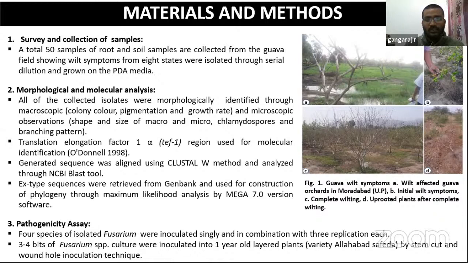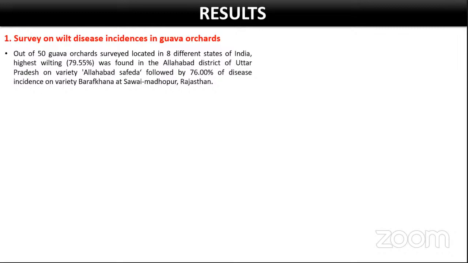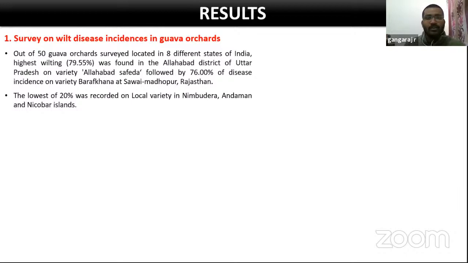Coming to the results, under the survey, we found that the highest wilting of 79.55% was in the Allahabad district of Uttar Pradesh on the variety Allahabad Safeda, followed by 76% on the variety Baraf Khana in Rajasthan. The lowest, 20%, was recorded on the local variety Nimbudara in Andaman and Nicobar.